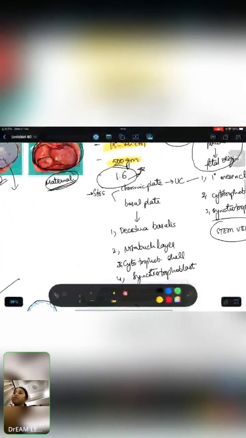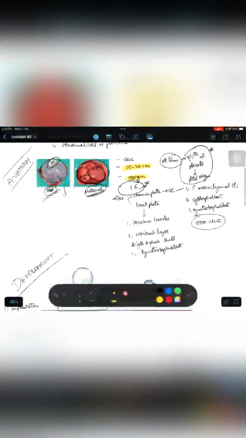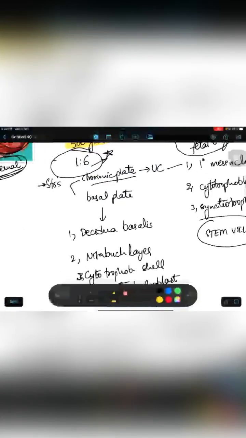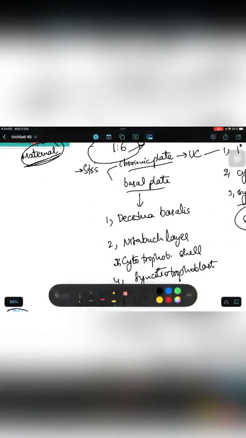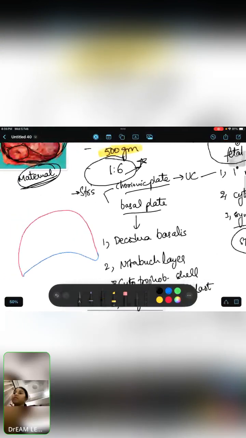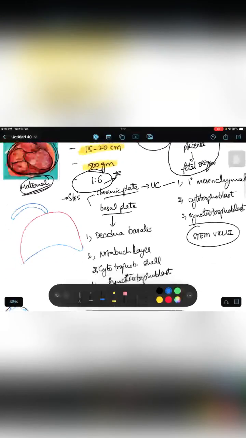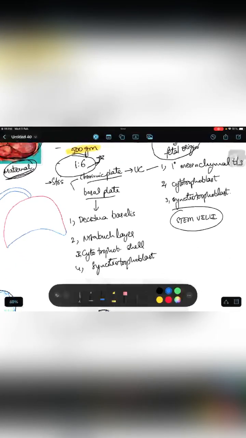Coming to the structure of the placenta. In the structure of the placenta, you have two plates, the chorionic plate and the basal plate. This is the chorionic plate and this is the basal plate. At the chorionic plate, the umbilical cord will be attached, and you can see the layers of the chorionic plate.